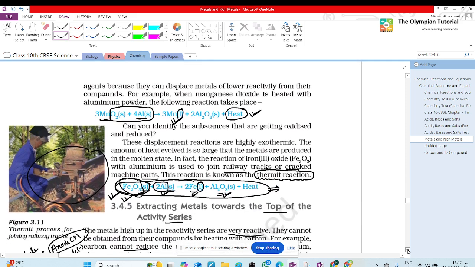Thermit reaction. Welding. Have you ever heard about welding? This is the reaction: Fe2O3 plus 2Al gives Al2O3 plus Fe plus heat.